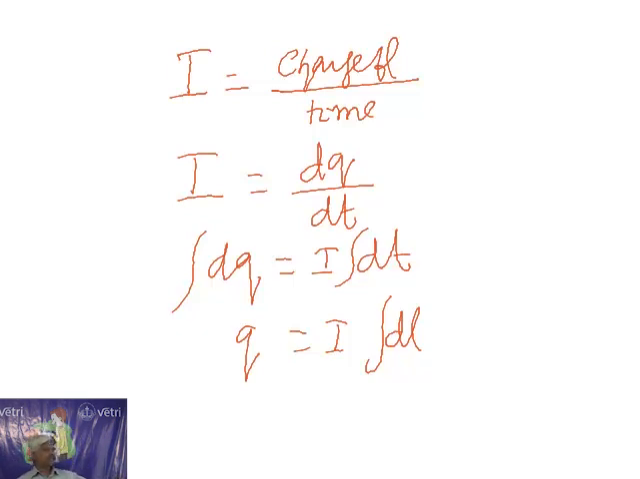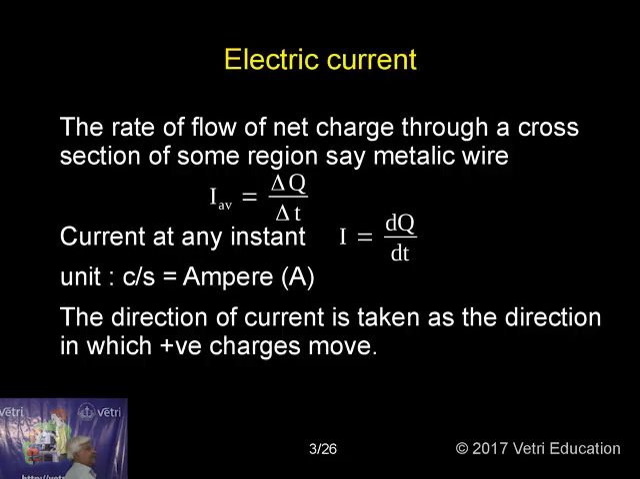In most JIPMER and other medical entrance examinations, these are the formulas you have to understand. If we integrate, we can obtain charge. If we differentiate, we can obtain current. Keep that in mind. That is what I have given here: I is equal to dQ by dt.